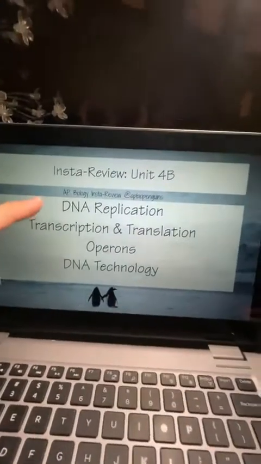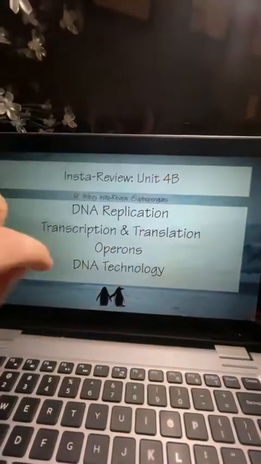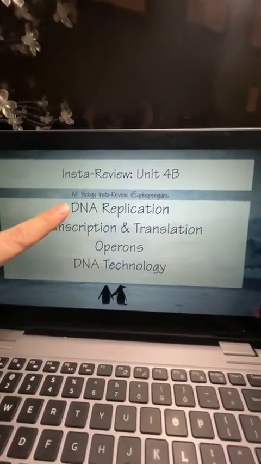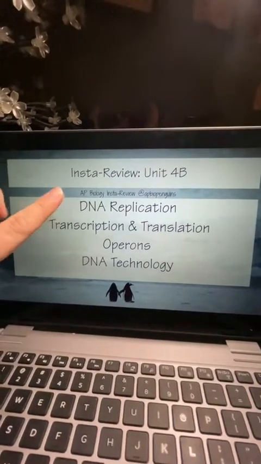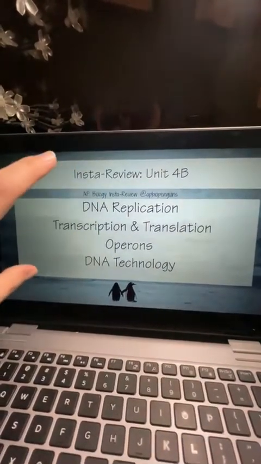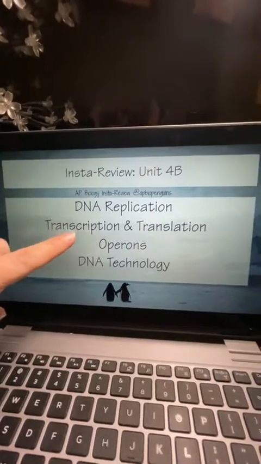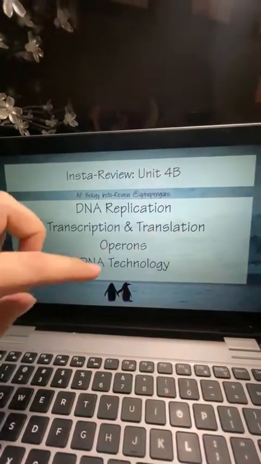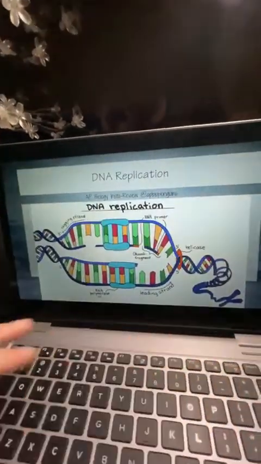My students have a test tomorrow, so I'm just going live so that we can do a quick review over the big concepts to make sure that we are prepared for the test. So without further ado, let me flip the camera. As I said, Unit 4B is mostly Unit 6, so I'm going to do a quick thing on replication, although it's not my students' test, just because replication usually goes with the molecular biology. We'll do transcription, translation, operons, and then our DNA technology.